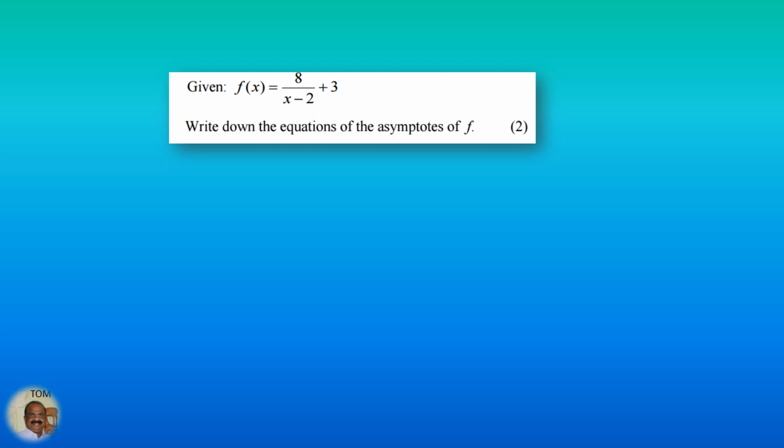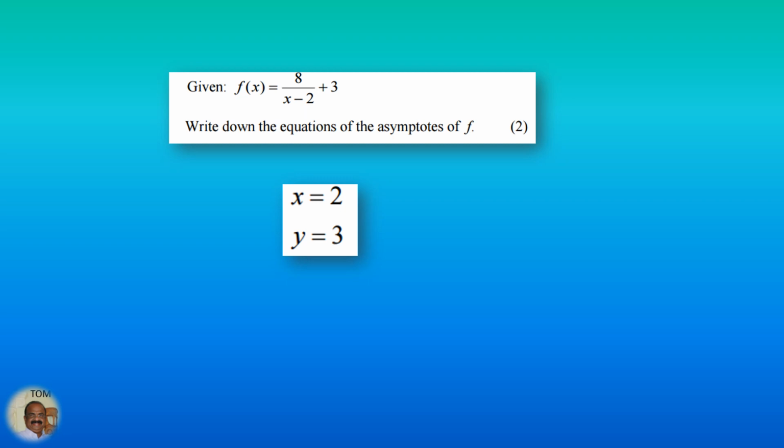Given f of x is equal to 8 over x minus 2 plus 3, write down the equations of the asymptotes of f. A question of 2 marks. Asymptotes, we know that this is a function of hyperbola. You can see the denominator, that is x minus 2.